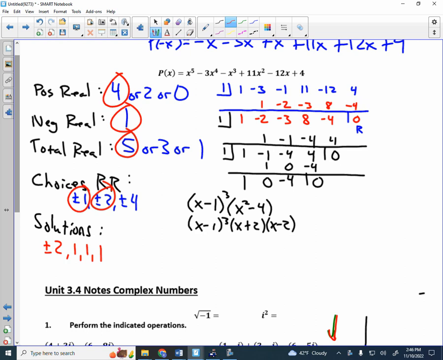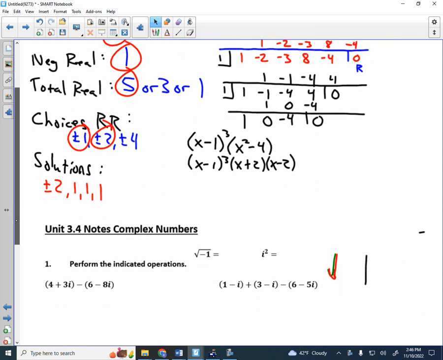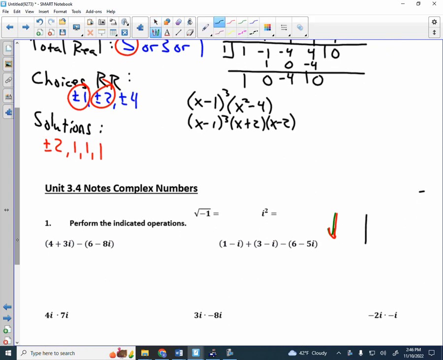Last thing I'm going to do is sketch this graph. Negative 2, positive 2, and 1. It's an x to the 5th, and it's positive. So that means it finishes going up, and it starts facing down. And it is a triple root at 1. See if you can draw it, triple root at 1.